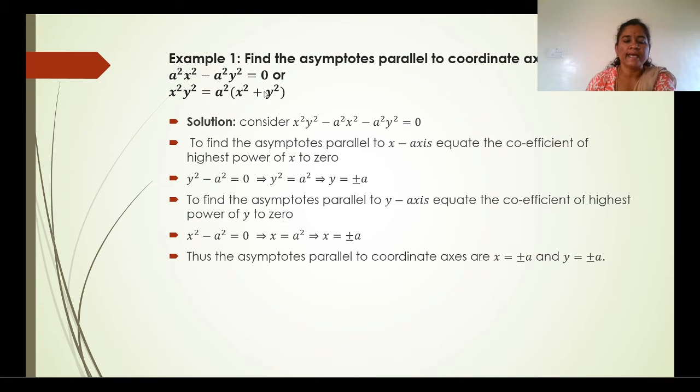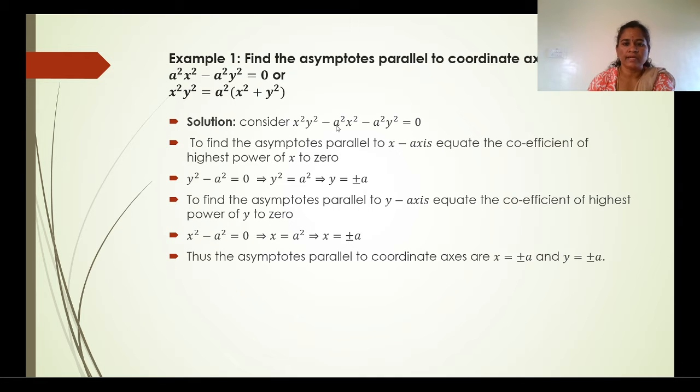Okay, let us see example 1. Find the asymptotes parallel to the coordinate axis of x square y square minus a square x square minus a square y square equal to 0. The same equation can be written as x square y square equal to a square, which is the common term, into x square plus y square. Okay, we move on to the solution part.